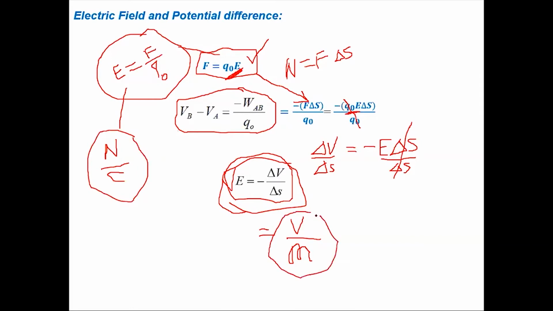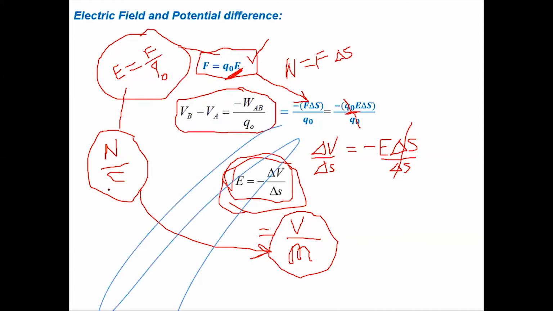Which one do you use? It depends on the question, right? Yeah, no, it doesn't matter. You can use either one because they are exactly the same. I can prove that they're exactly the same. If you convert this Newton, I can prove that N per C equals V per M. But as you said, depending on the question, I'll choose one or the other.